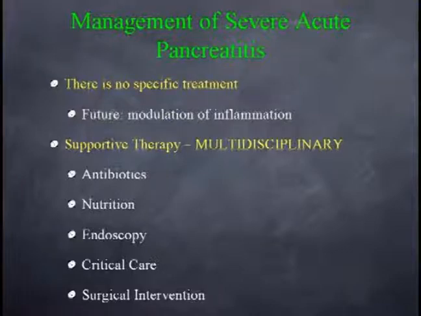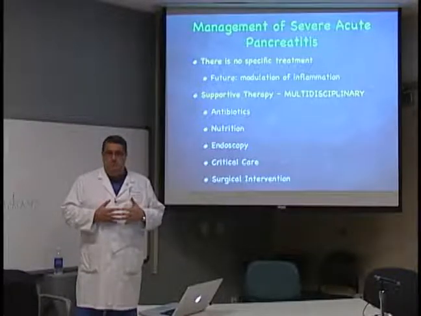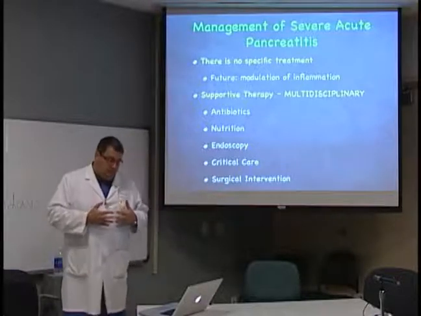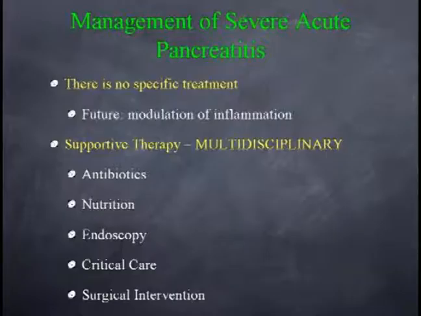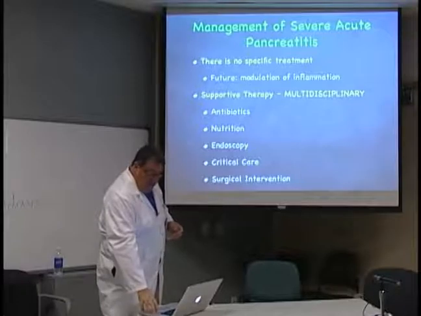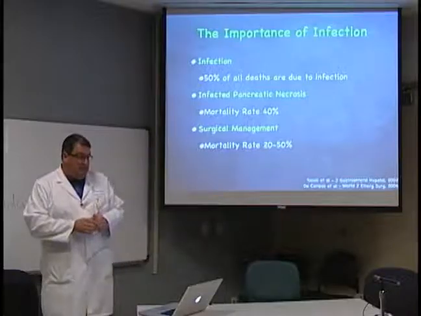And the concept of supportive therapy is very important. We need to understand that we need to have a multidisciplinary approach to treat this disease process. So we use antibiotics, nutrition. Some patients may need endoscopic interventions. Some patients will require a period in the intensive care unit, and some patients will require the care of a surgeon because they will be treated by a surgical intervention. So you may need to use a number of healthcare providers to take care of those patients.